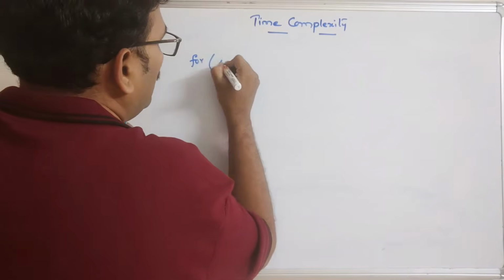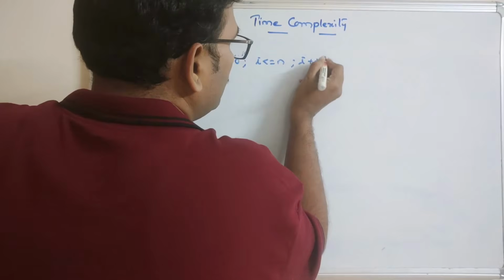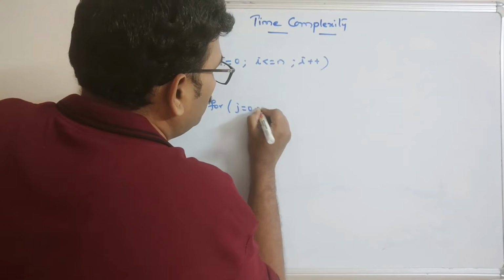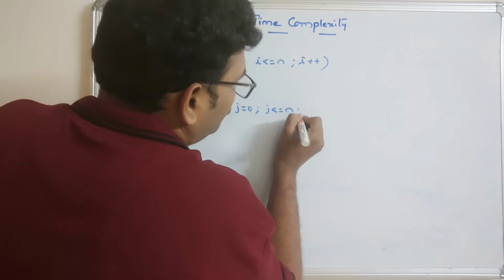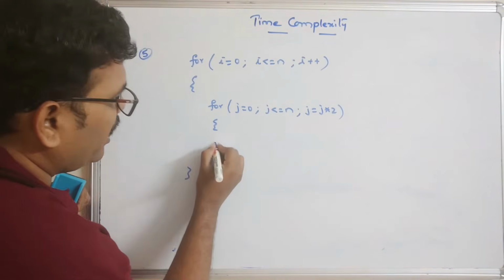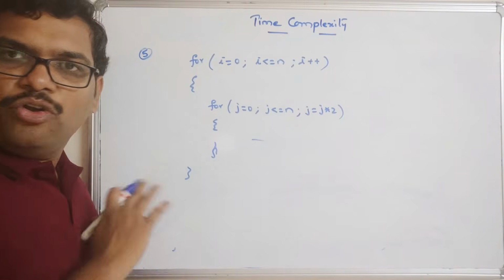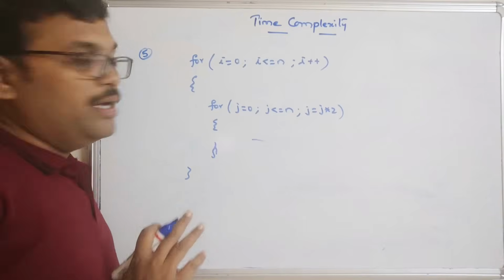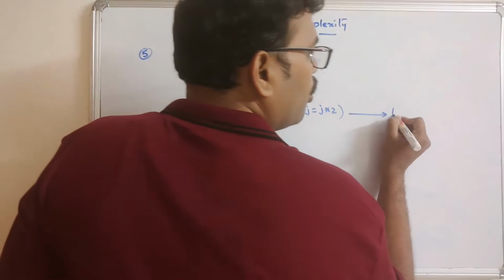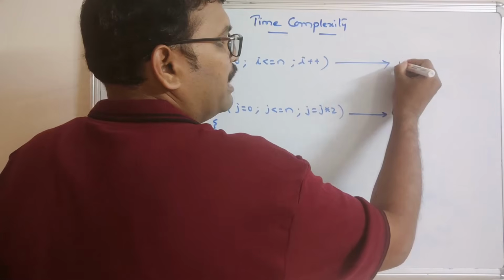See, for i is equal to 0, i less than or equal to n, i plus plus, and inside the for loop again I am writing for j is equal to 0, j less than or equal to n, j is equal to j into 2. So this is a code, right? What happens? Both are independent, no dependency. The time complexity of this loop will be log n. Just now we have seen, right? Log n.